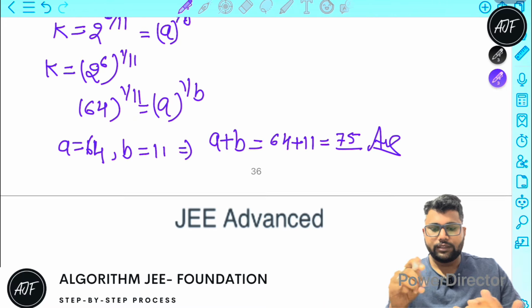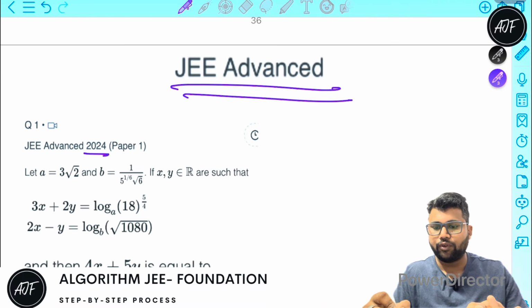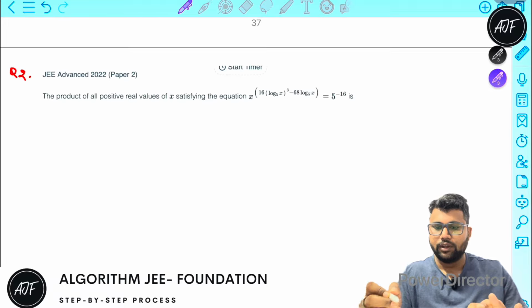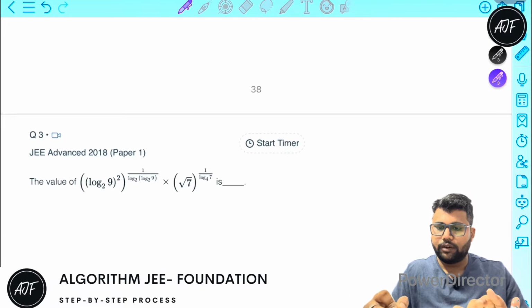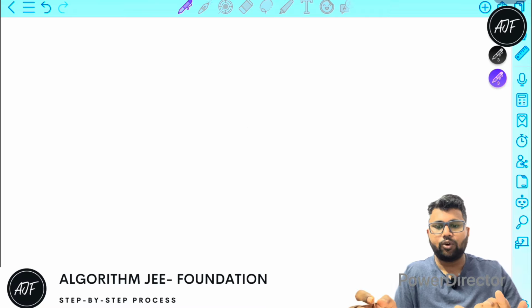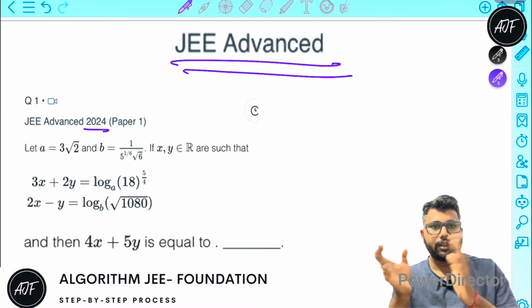In the next lecture we will discuss some advanced problems based on JEE Advanced 2024, JEE Advanced 2022 Paper 2, and JEE Advanced 2018. These are questions based only on log properties. So we will discuss these questions in the next lecture.